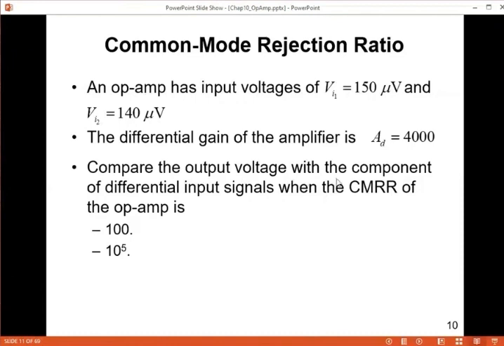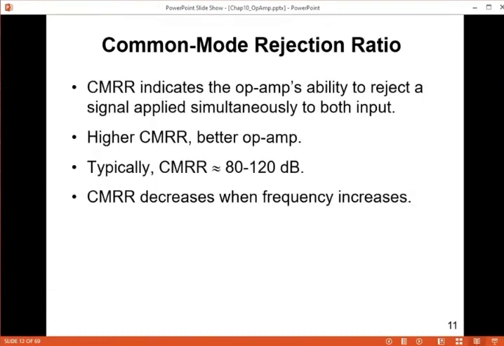So compare the output voltage with the component of differential input signals when the CMRR of the op-amp is 1,000 and 10,000. You can compare this one at 100 CMRR and at 10 to the power of 5 CMRR, it will be a very large difference. The CMRR indicates the op-amp's ability to reject a signal applied simultaneously to both inputs. The higher the CMRR, the better the op-amp. Typically, an op-amp with CMRR in the range between 80 to 120 dB is a good op-amp.